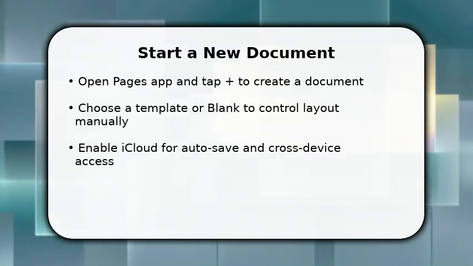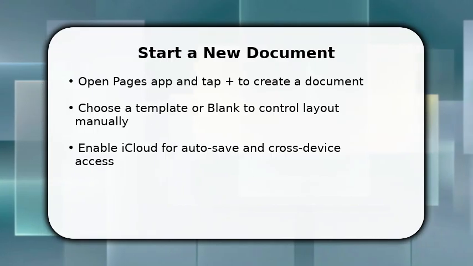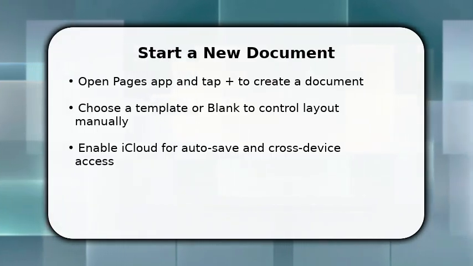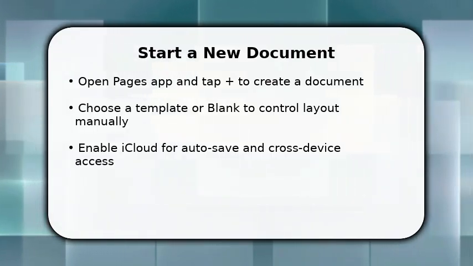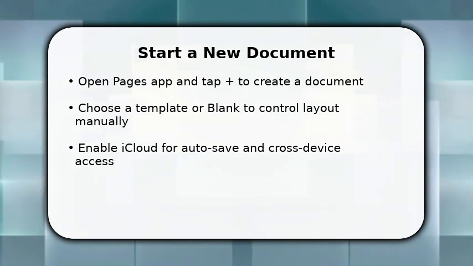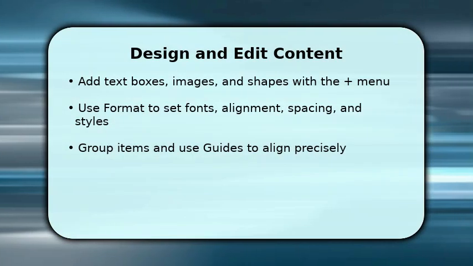If you need a specific size, set paper orientation and margins now. This prevents reformatting later as you add content. Now you'll build the page. Tap the plus menu to insert text boxes, images, shapes, or tables, and drag them into place with one finger.